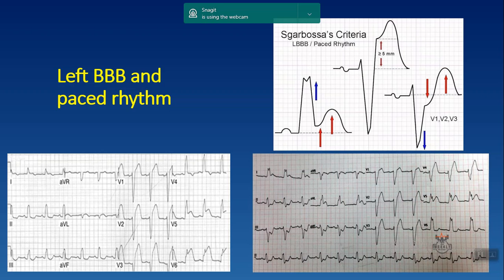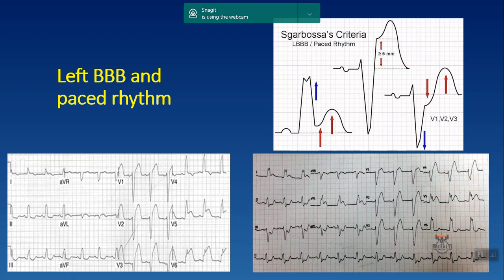Normally, in patients with left bundle branch block, there is discordance between the QRS complex and the ST segment and the T wave. This means that normally, when we look at V1 and V2, the QRS complex is looking downwards and the ST segment is slightly elevated above the baseline. This means these are discordant. The ST segment elevation is discordant from the QRS complex, which is looking downwards.